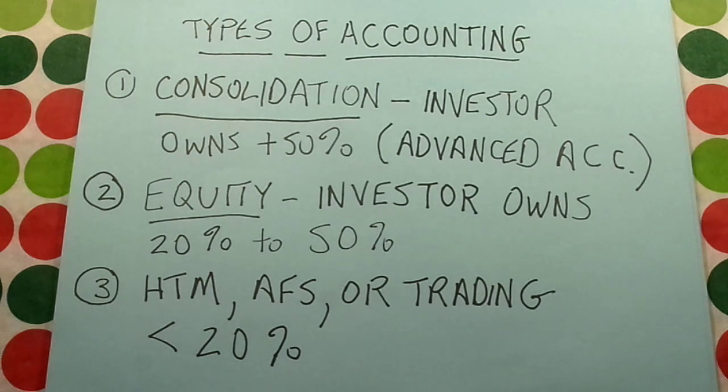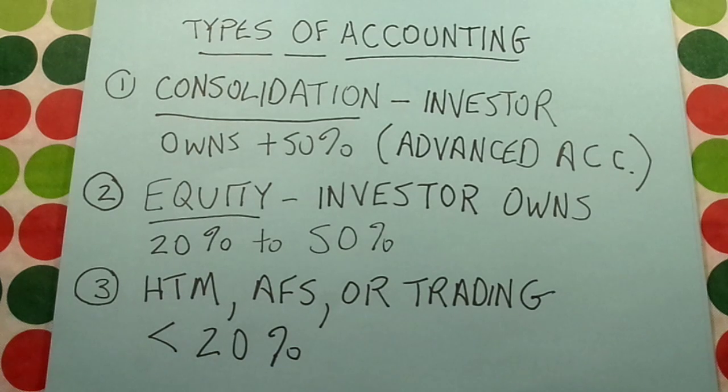If it's a bond, then really we could consider all three types. The bond could be held to maturity, the bond could be available for sale, and the bond could be a trading security. But if it's a stock, then we really don't have all those three types. Stocks can't be held to maturity. There's no such thing.